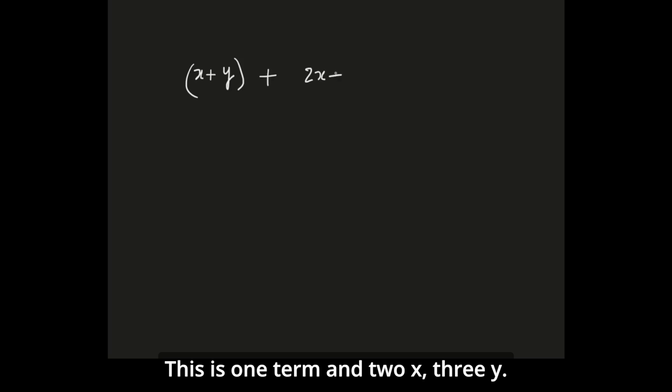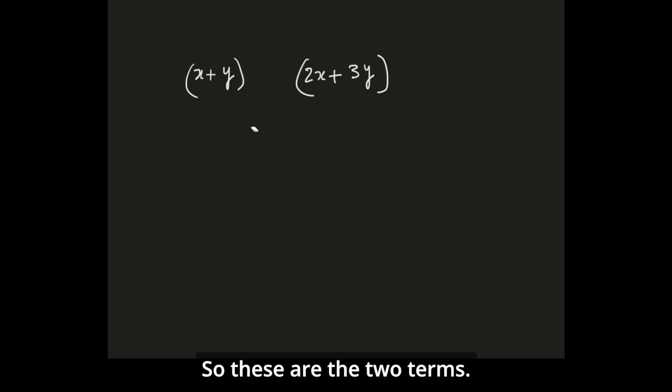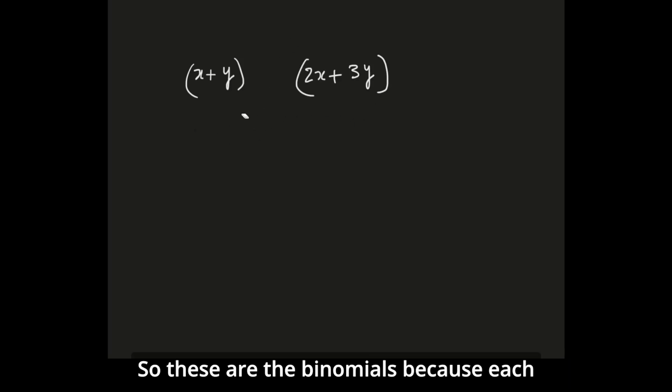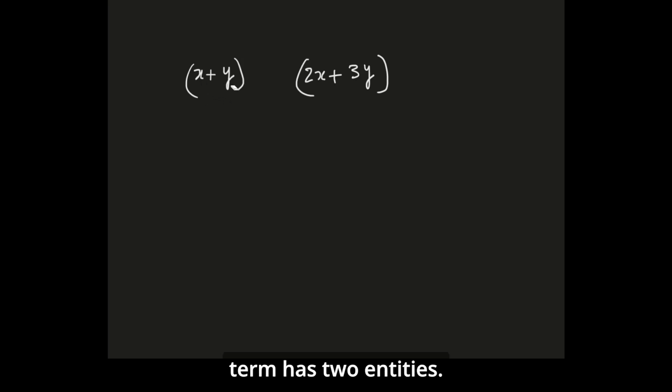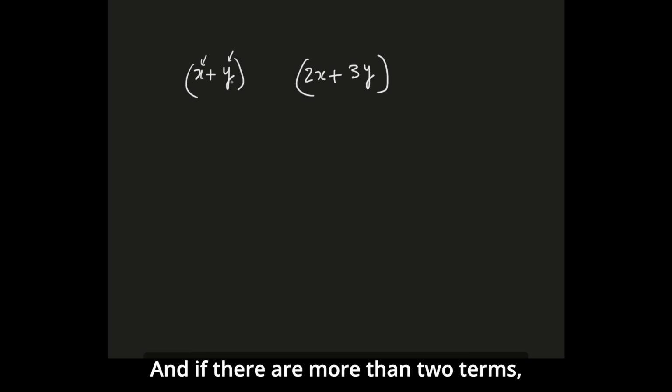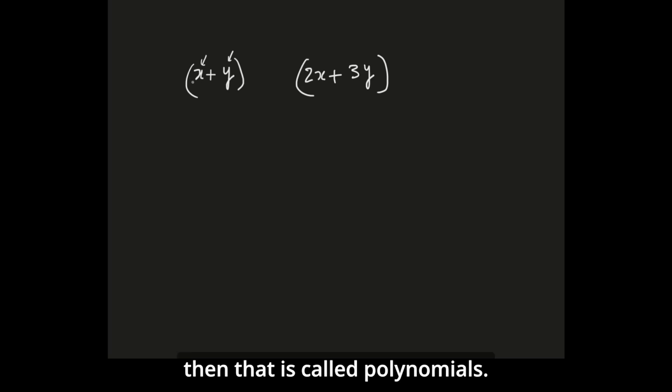So let's start with a simple problem: we have x plus y. This is one term, and 2x plus 3y is another. These are two binomials, because each has two terms. This is called a binomial, and if there are more than two terms, it is called a polynomial. So basically we are dealing with polynomials.